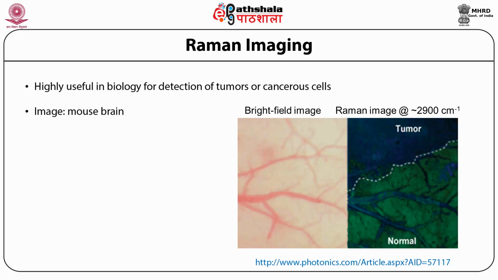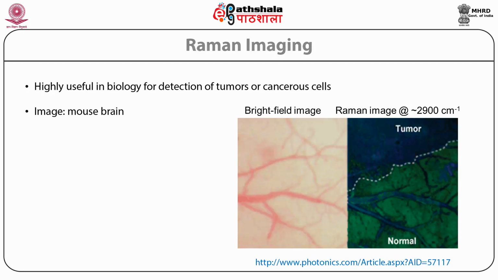So why is it so? It is so because in that particular region the frequency of vibration of those molecules or those cells has changed, and this could happen because of cancer or development of a tumor. So this is the power of a Raman imaging setup, that this technique can be used for detection of cancerous cells.